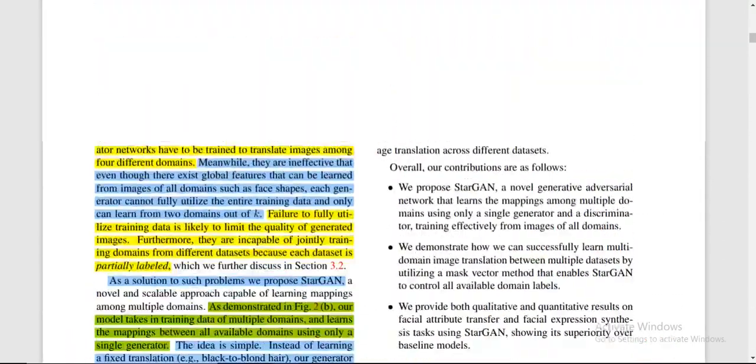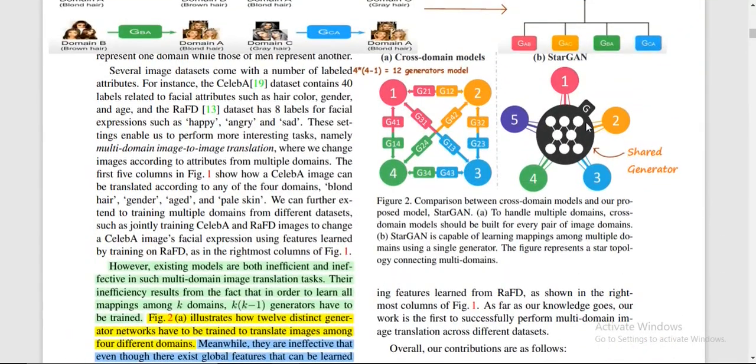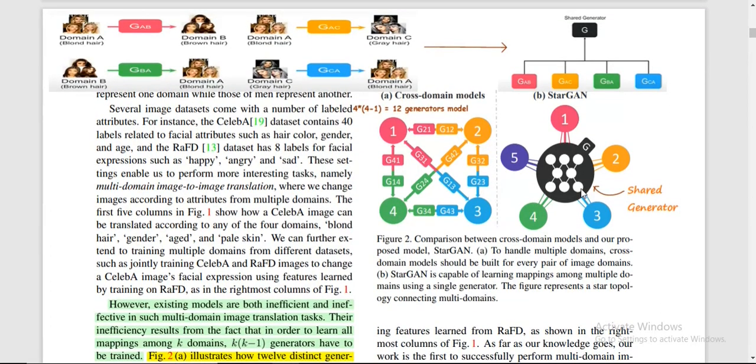So another question: for example, when translating 1 to 3 or 2 to 4, how does this shared generator know how to translate 1 to 3, not 1 to 4? And another important thing is they train on multiple datasets, for example RaFD and CelebA. How does this model know which dataset it is training on?